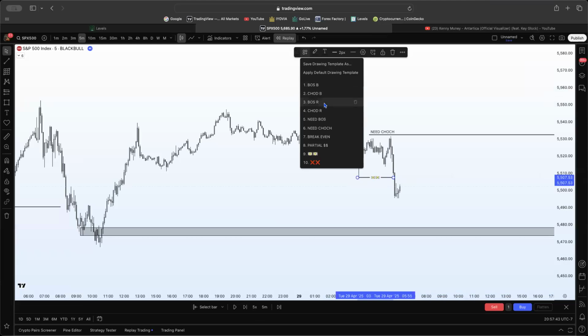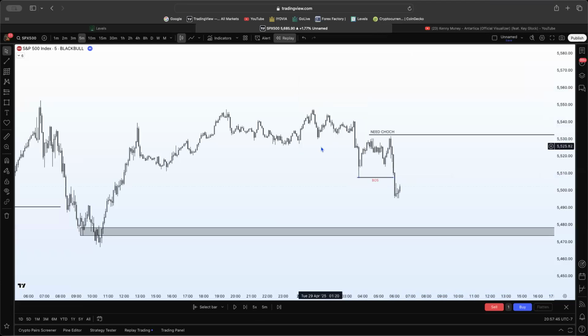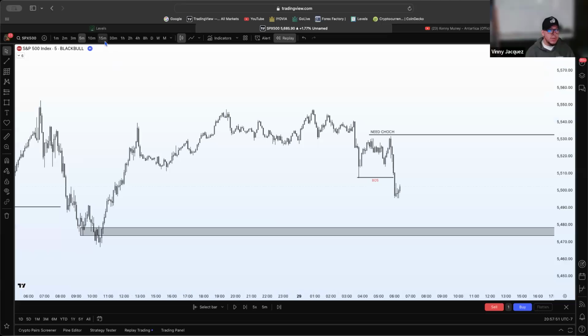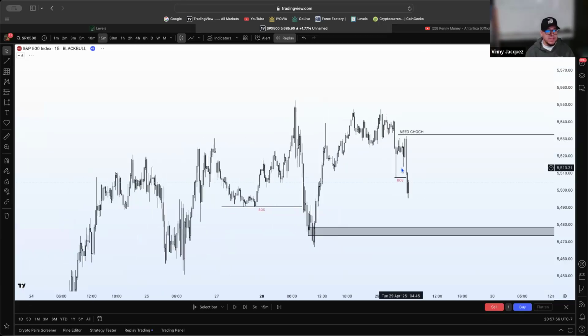To get new structure, would you go down to a smaller time frame? Yes, but you don't need to drop down to the 5. I'm just trying to give you guys some clarity. You can still drop down to the 15. It's the same structure.